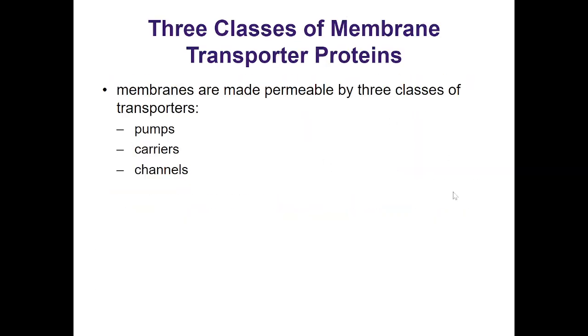Okay, now there's 3 classes of membrane transporter proteins. The membranes are going to be made permeable by the 3 classes of transporters. Now, keep in mind that they already are semi-permeable. They're permeable to things like water, CO2, etc., right? But these are going to be regulated in their permeability, i.e. made more permeable to certain substances by these 3 classes of transporters. Those 3 classes are the pumps, carriers, and channels.